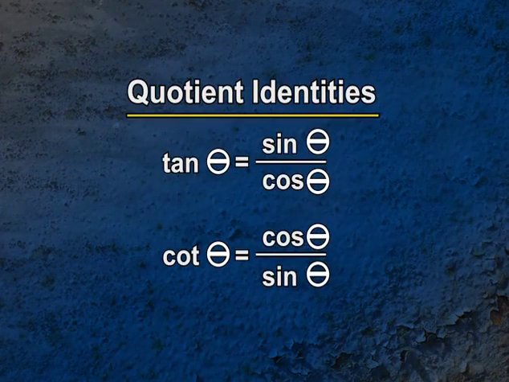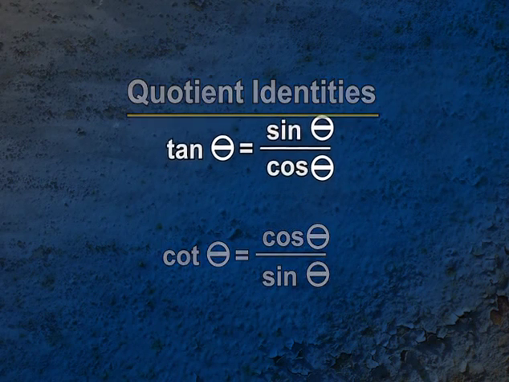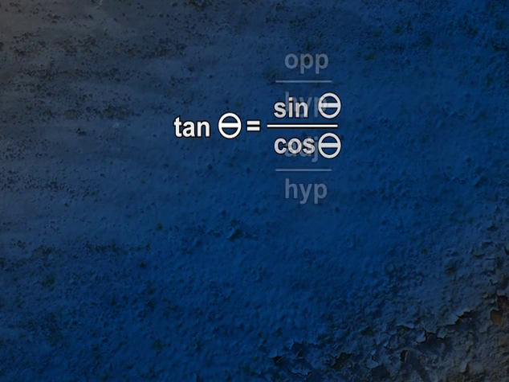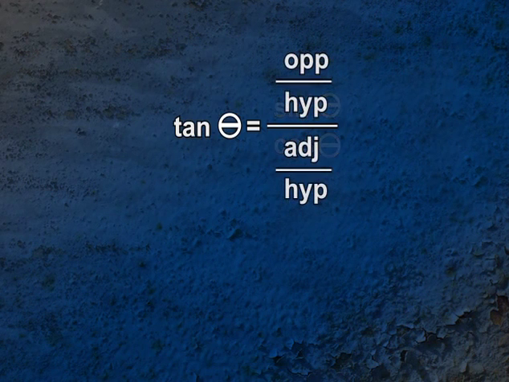Another set of identities is called the quotient identities. These are the quotient identities. Let's take the top one here and simply verify it using trig ratios. Tangent theta is sine theta over cosine theta. Let's rewrite sine and cosine in terms of ratios. Sine theta, of course, is opposite over hypotenuse. Cosine theta is adjacent over hypotenuse.